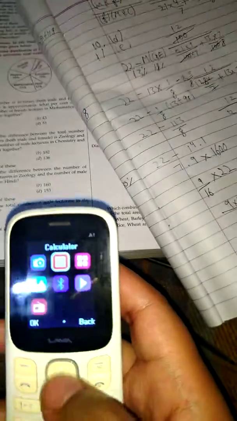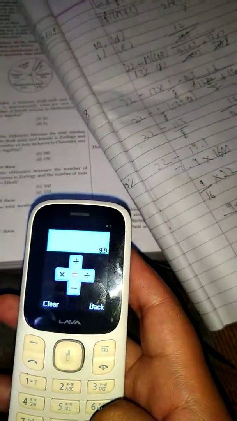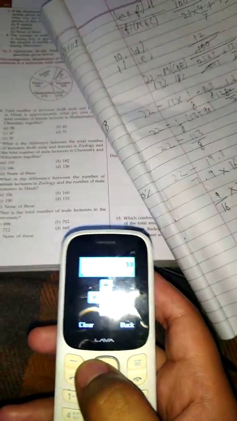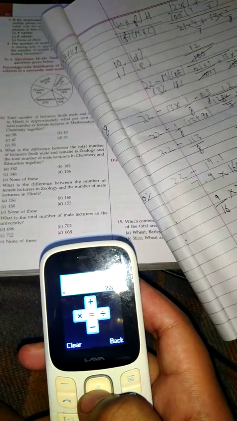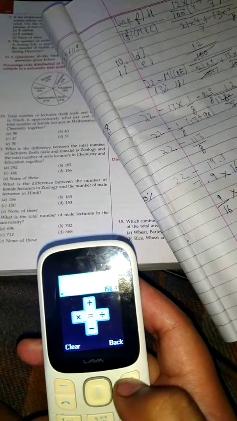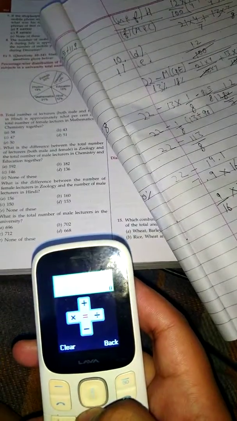9.9 into 16. It is coming out to be 158. But to be more specific, 9.9 is very much closer to 10, so we can take it as 10 and the answer should be 160 if we follow that pattern.